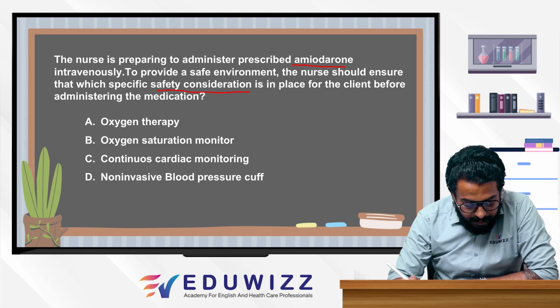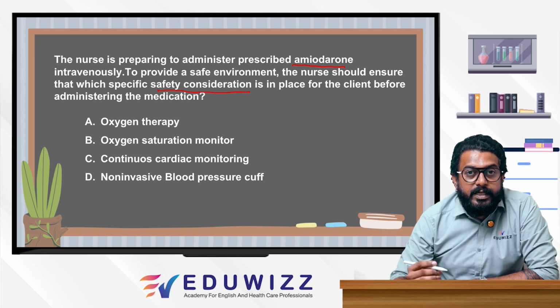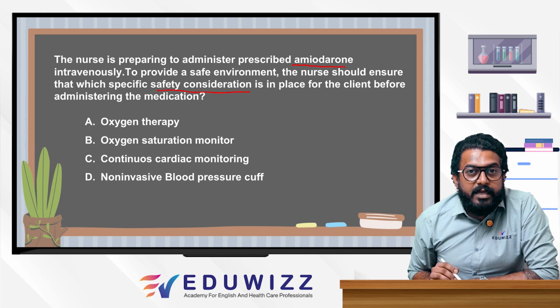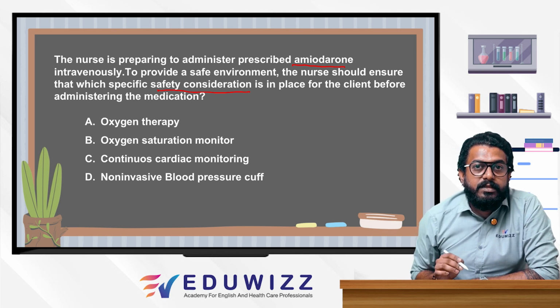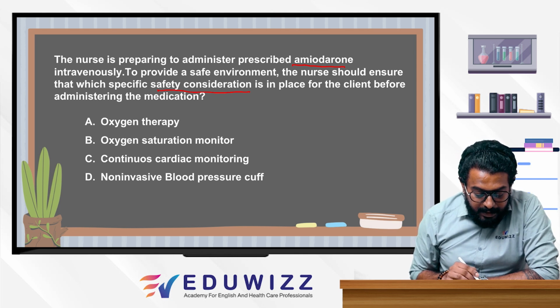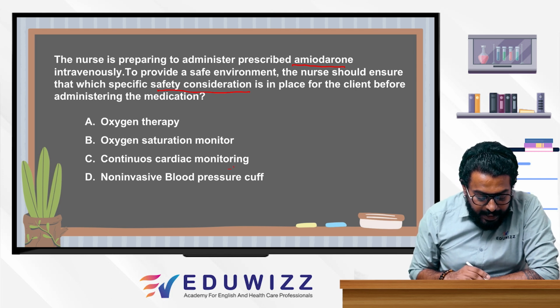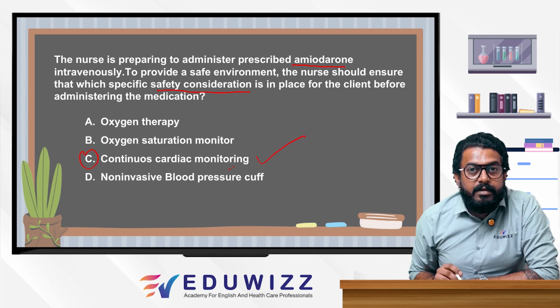So the question is, while giving an anti-arrhythmic drug, what safety consideration should be in place? Options: A, oxygen therapy; B, oxygen saturation monitor; C, continuous monitoring; D, non-invasive BP cuff. That's why I said, if you know about the medication, amiodarone is an anti-arrhythmic drug used to treat cardiac arrhythmias. So before administering an anti-arrhythmic drug, we should have a continuous cardiac monitor in place. So the answer is option C, continuous cardiac monitoring.